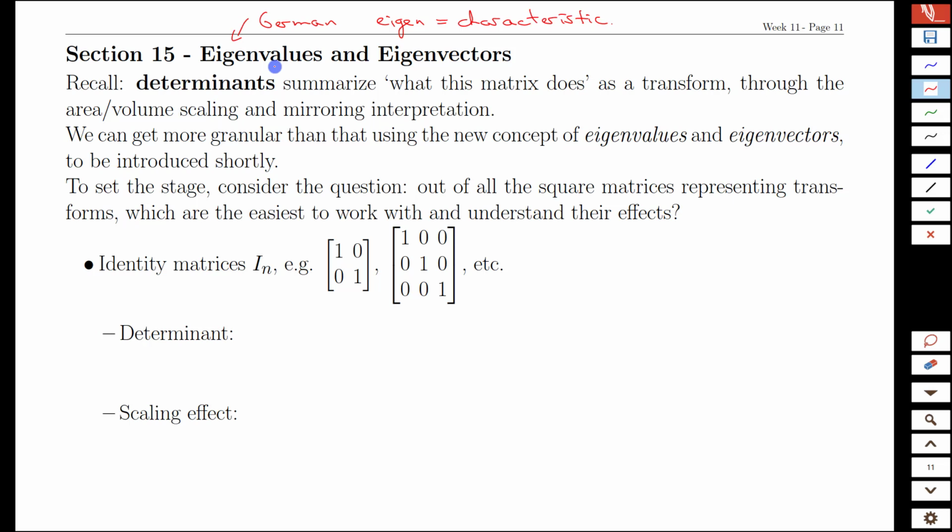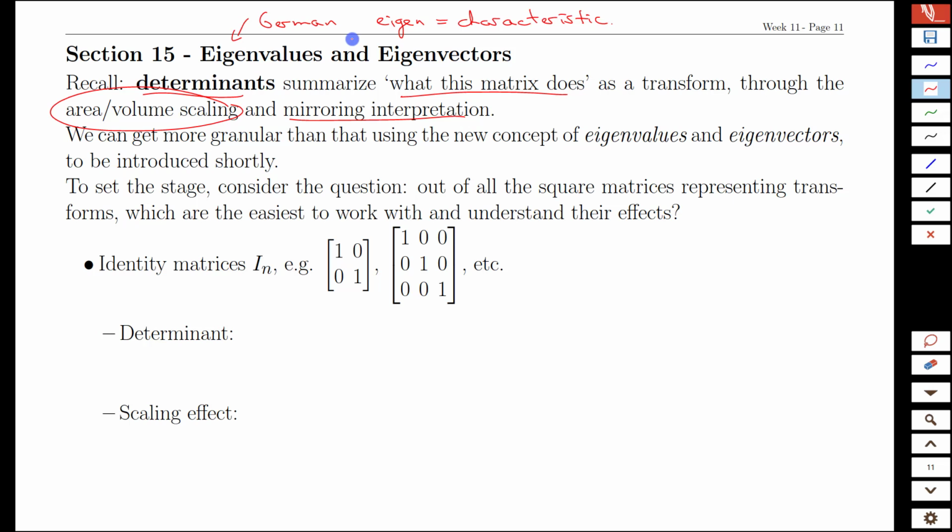In fact, they're very closely related to something you've already seen. Determinants, in some sense, are a characteristic of a matrix. If you have a matrix, the determinant gives you some essence of what that matrix does when interpreted as a transform. Remember, the determinants tell you if you have closed areas or volumes in 3D or hypervolumes, what scaling effect that matrix will have. And also the sign of the determinant gives you something about whether things are mirrored in some kind of context. So the determinant gives you characteristics of the transform.